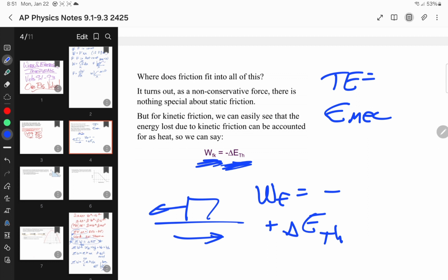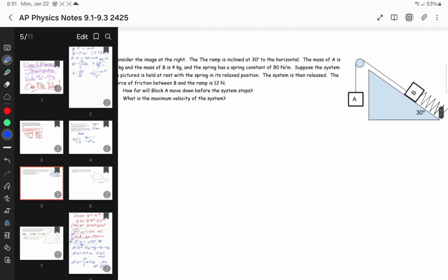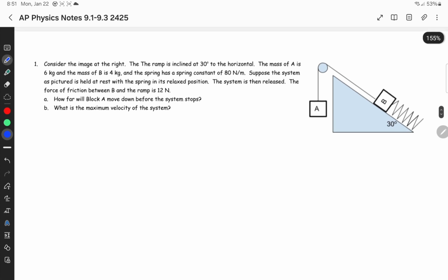Okay, so let's do an example. All right, so here we go. Oops. All right, so let's consider this image here at the right.